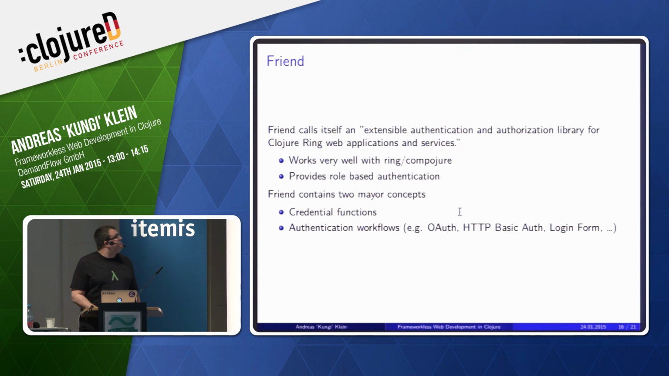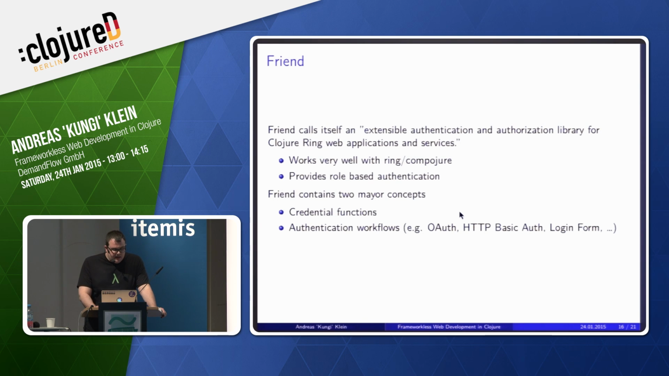Okay, next part is authentication. I've only used Friend. There are some other libraries. One is Buddy, I think, and you can have a look at it on the Clojure Toolbox. There are some different libraries. I fared very well with Friend. It works very well with Ring and Compojure, and it provides role-based authentication. So if you have user roles and admin roles and local admin roles and whatever, you can provide that with Friend.